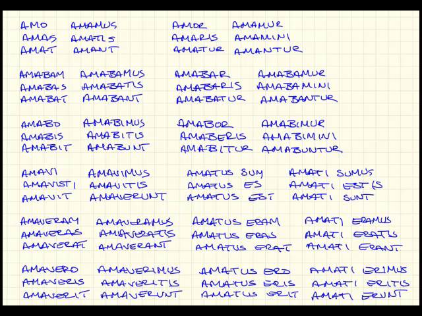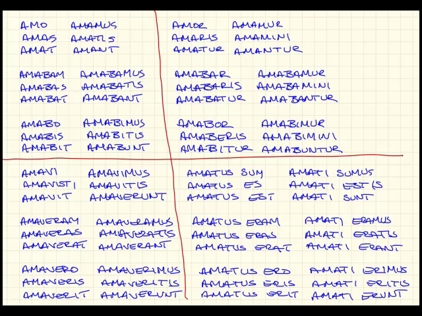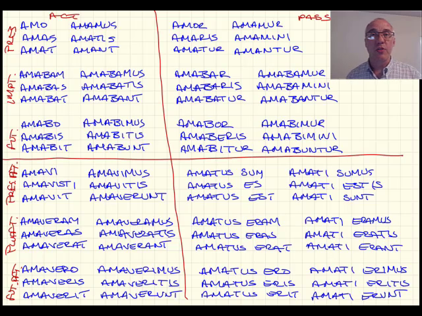Let me draw some lines here and make this clear. We have these quadrants here, and I'll write these out. This is the present, imperfect, future. This is your present perfect, your pluperfect, and your future perfect. Active, passive, active, passive. This is a full conjugation.